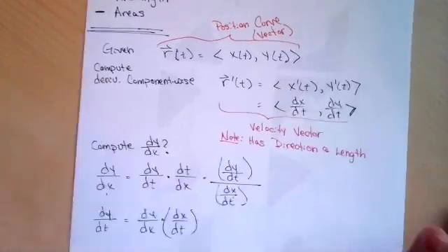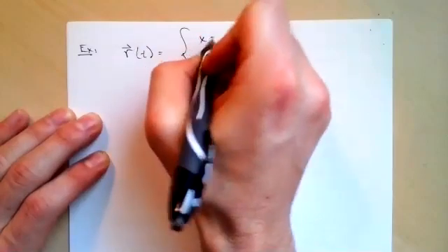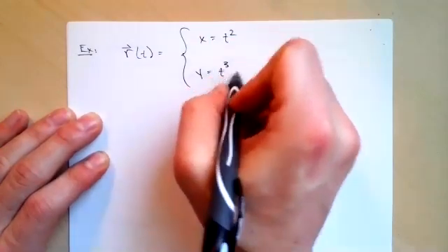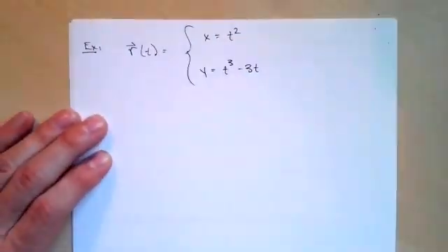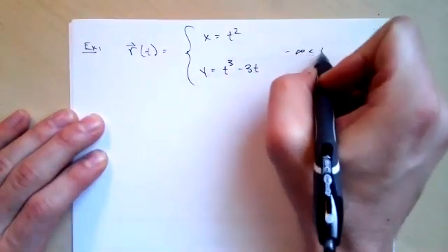So let's take a look at an example. As I was saying, a problem with parametric curves is that sometimes parametric curves can cross themselves. So here's going to be our example. Our r of t is going to be given by x is t squared and y is t cubed minus 3t. And again, our t is between minus infinity and infinity.